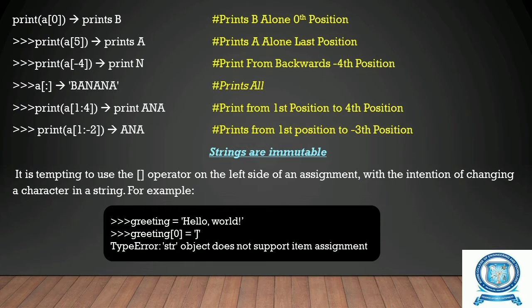So, this colon is called the slicing operator. In front no index is given, and at the back also no index is given. So, it prints all the characters in the string. Okay. So, in the next case, print of a of 1:4.